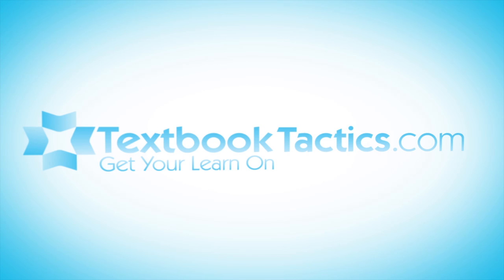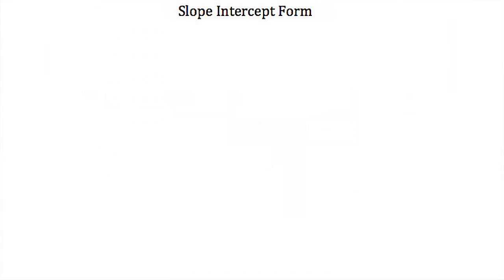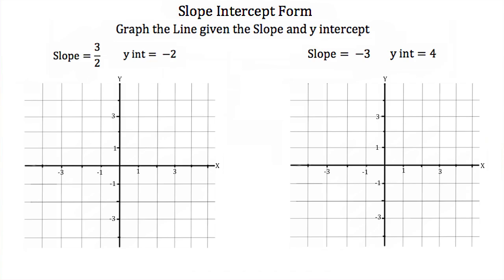This is a tutorial on slope-intercept form. Say we were given a slope and a y-intercept. Could we use this information to graph the line of our equation? Well, remember, slope is equal to rise over run, and our y-intercept always occurs when x is equal to 0.